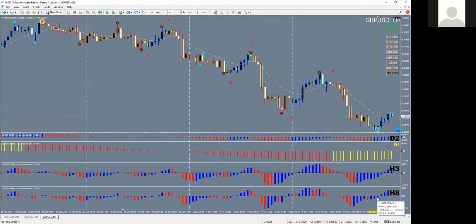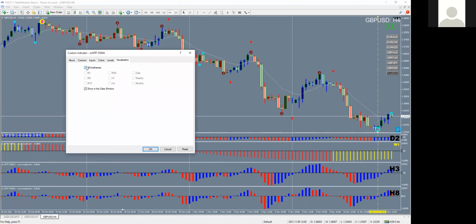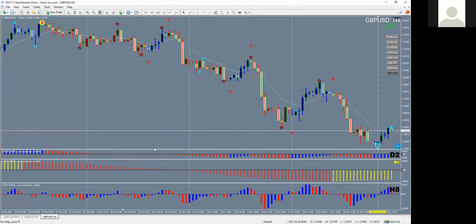If you double click on the H3 to look at the settings, it's based on the 1 hour. So visualization, it should be everything below the 4 hour, all the time frames below, if you want it that way. Otherwise the price is not represented on the 4 hour for the H3.